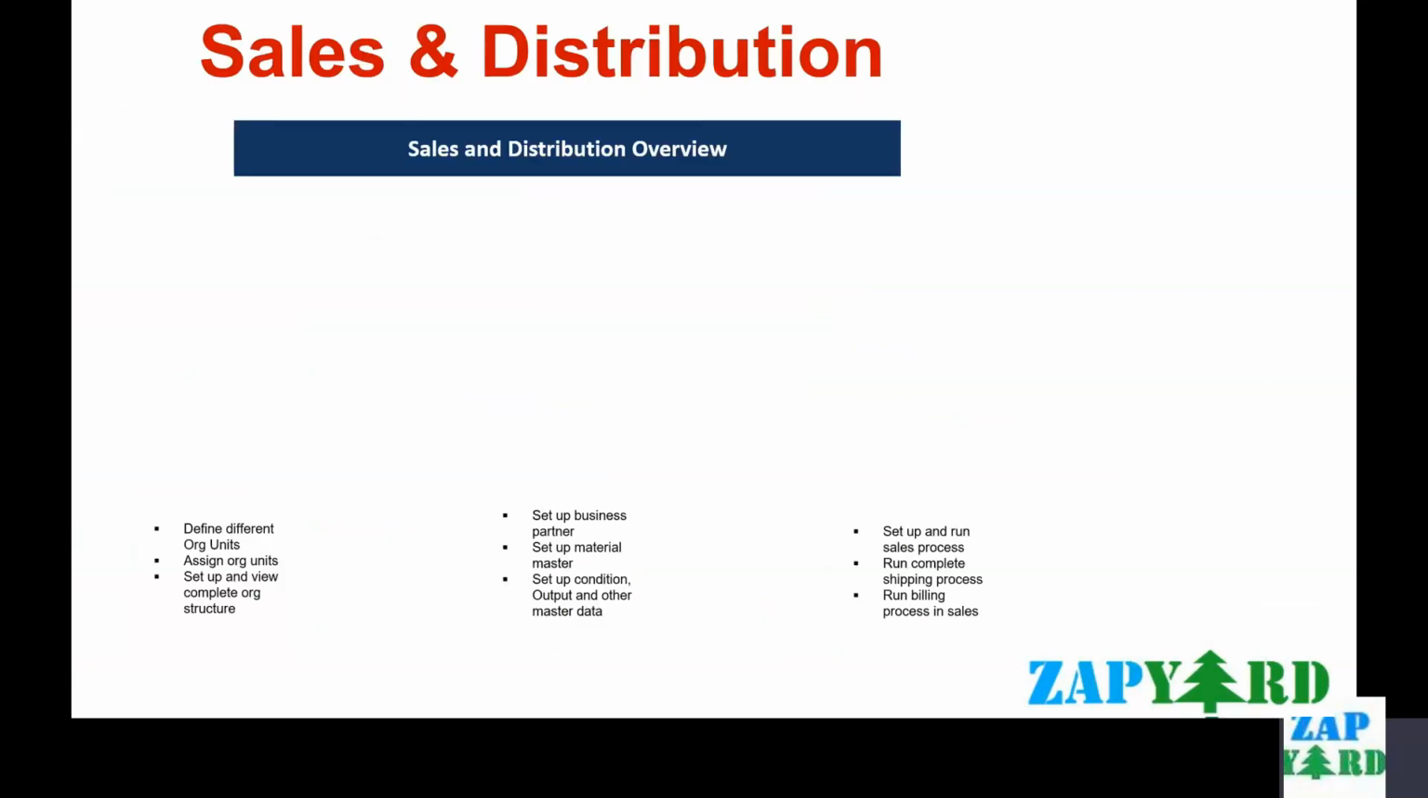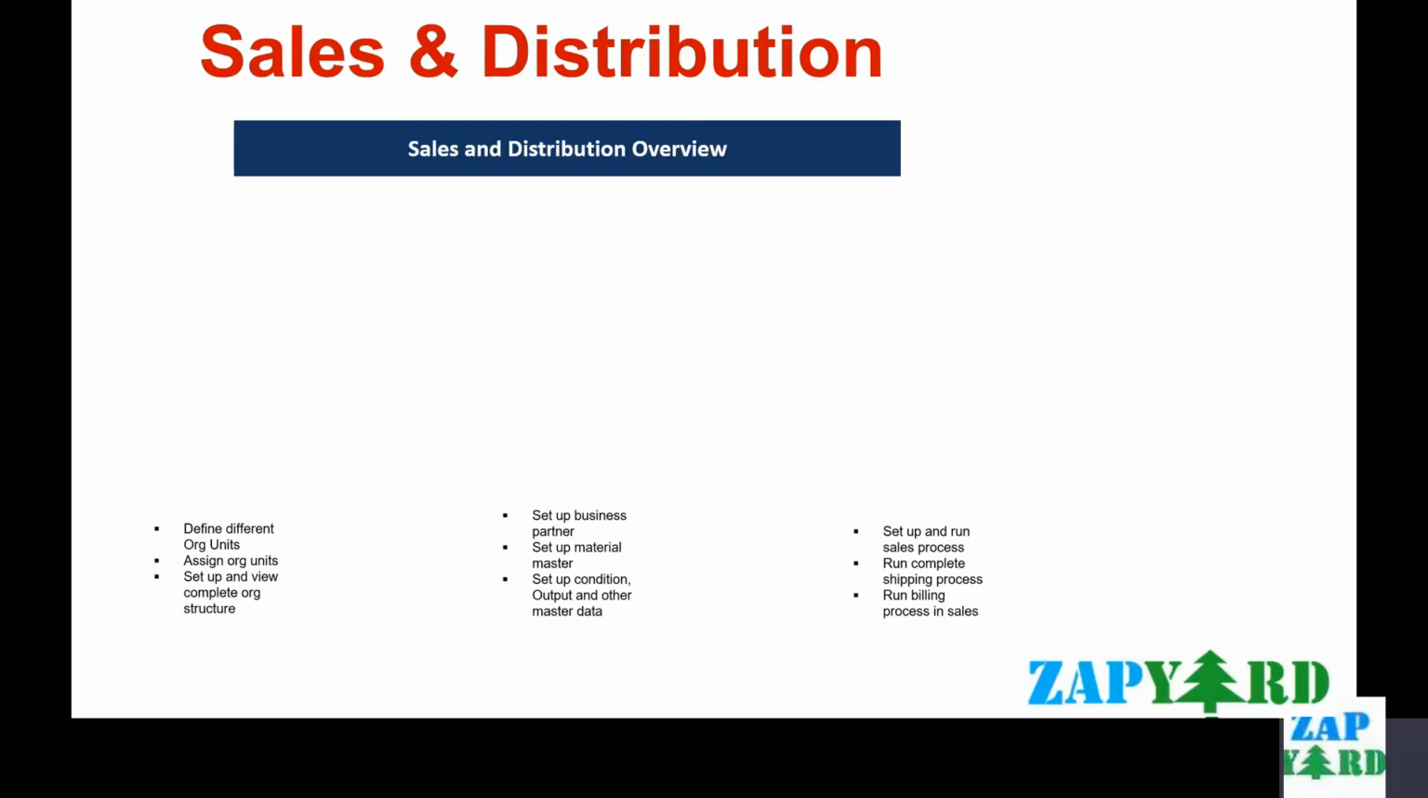So now coming to the key topics which we are going to cover in this training program. First, we are going to cover the sales and distribution overview. Sales and distribution is one of the key components of the SAP ECC system, and it is used to manage the sales, shipping, and billing of products and services to the end customer in an organization.